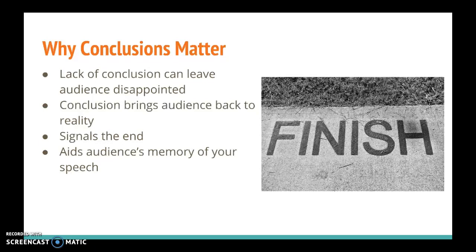Now, hopefully no one will start packing up their bag when you signal the end of your speech. However, it does let the audience know, it cues them into the fact that we're wrapping things up and that we'll be done in just a second here.